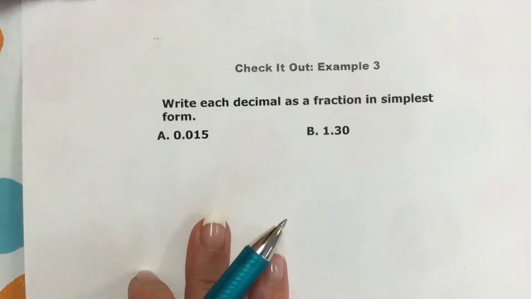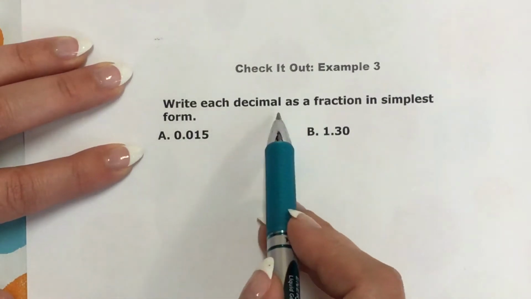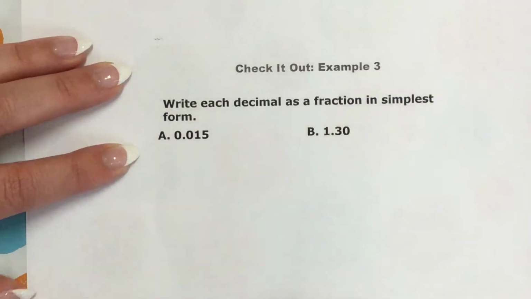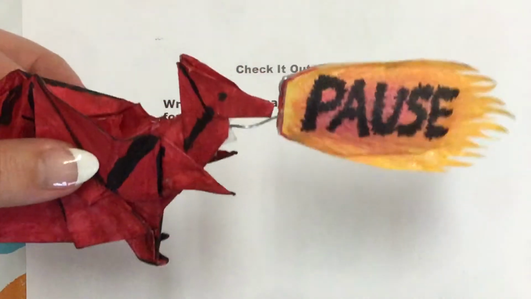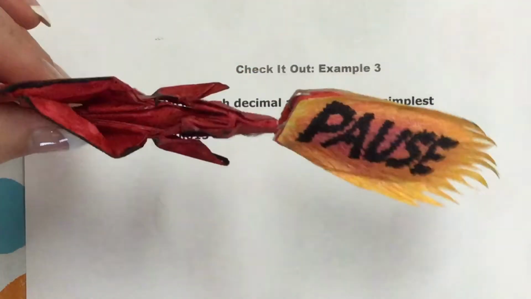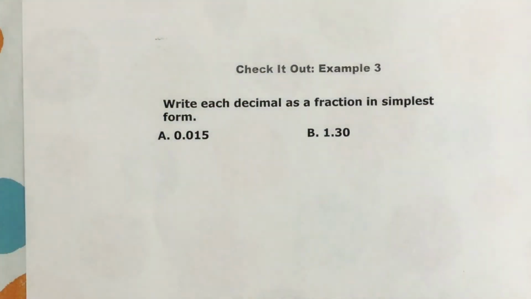Okay, now it is your turn to check it out. Example 3. I want you to write each one of these decimals as a fraction in simplest form. So go ahead. It's time to pause, work out your problem, and then when you get done, press play, and I will see you in a bit. Okay, see you in a bit.